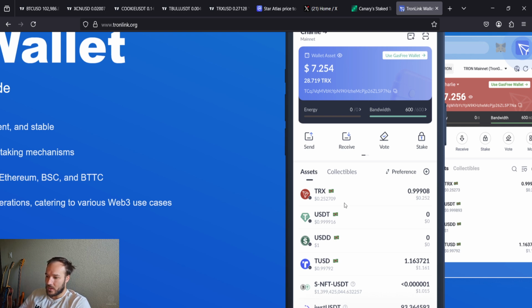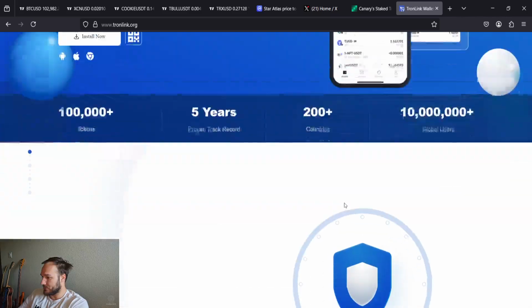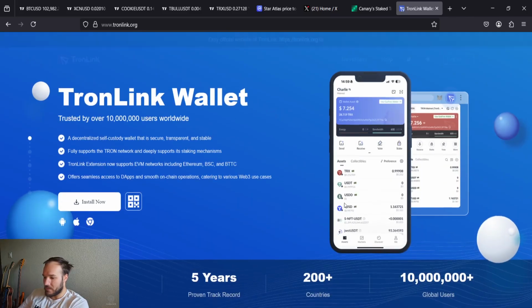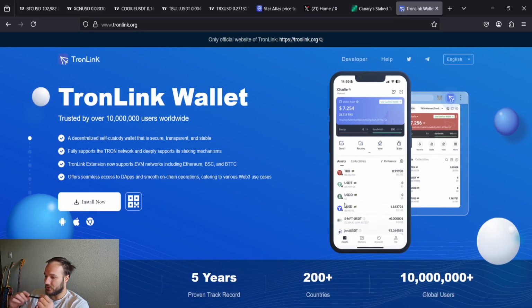You don't have to use SunSwap, but you can use SunSwap. TronLink is what I used, but there might be benefits to using SunSwap or other things. You don't have to do it this exact way, but that's how I bought TBULL. And I don't know how clear or how well articulated that was, but I feel like it was pretty well articulated. If you follow those steps, you should be fine.